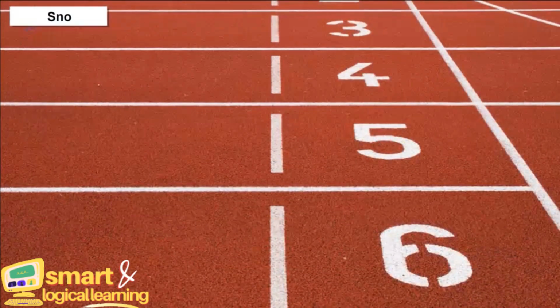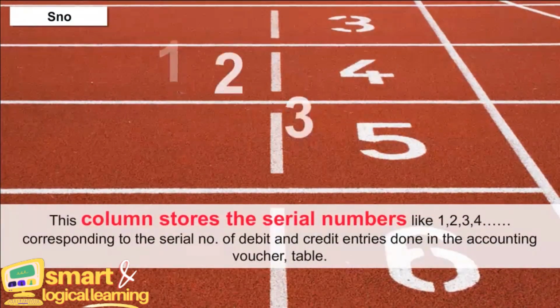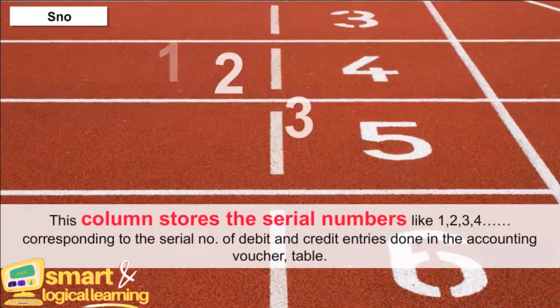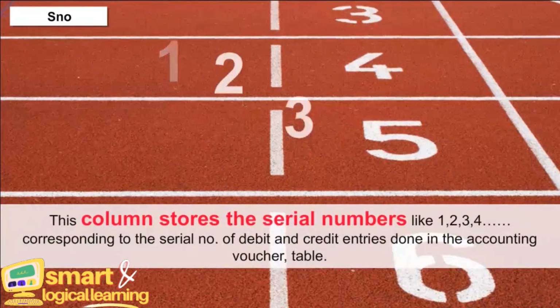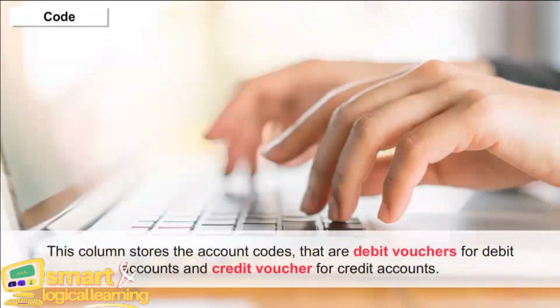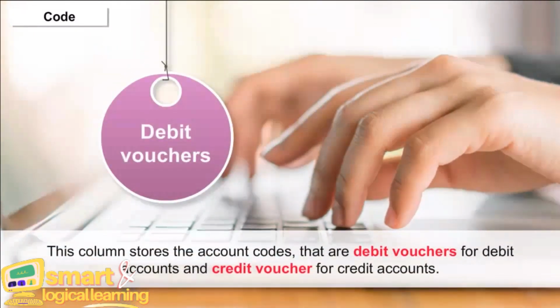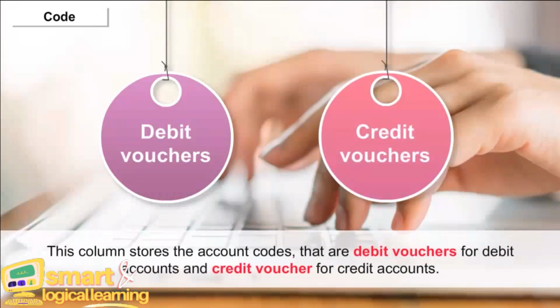Serial number. This column stores the serial numbers like 1, 2, 3, 4, corresponding to the serial number of debit and credit entries done in the accounting voucher table. Code. This column stores the account codes that are debit vouchers for debit accounts and credit vouchers for credit accounts.